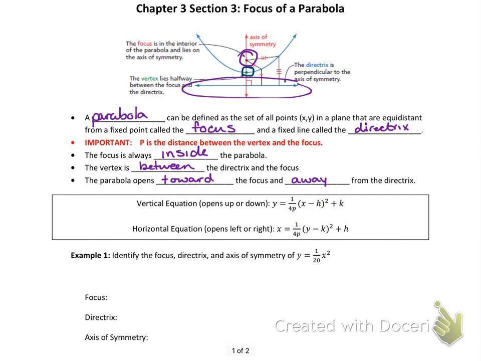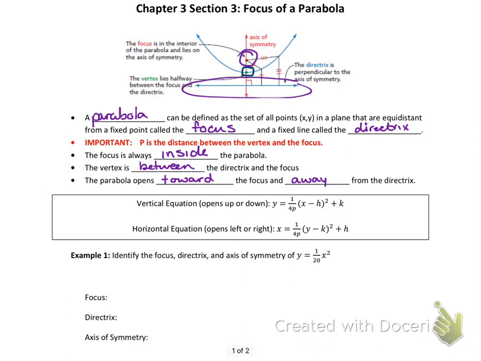The parabola opens toward the focus and away from the directrix. So it's not going to run into that directrix. The directrix is a line, and the focus is a point. So we're going to use these known things to figure out what the equations and the graphs of these functions look like. Now, they can open up and down, or left or right, depending on what the equation is. Now we're used to y equals something, so it's opening up or down. That's what we normally see.